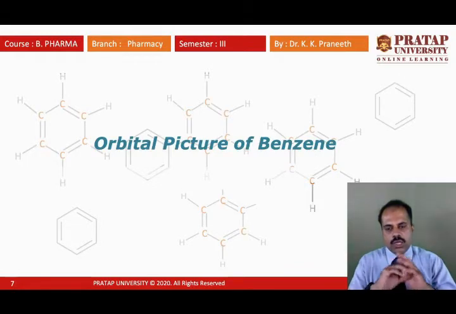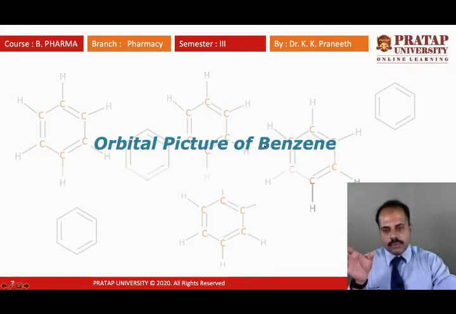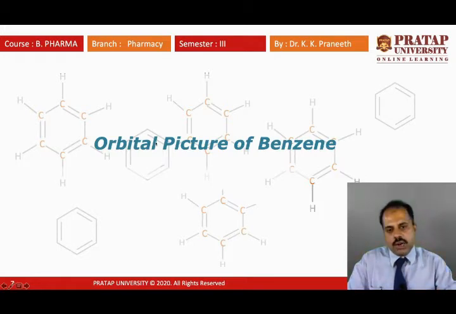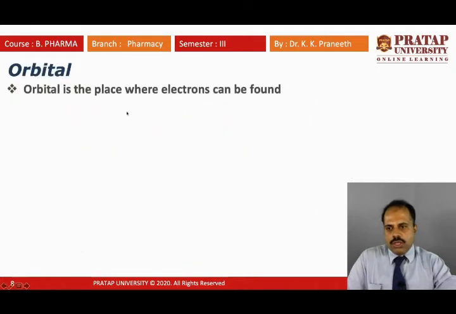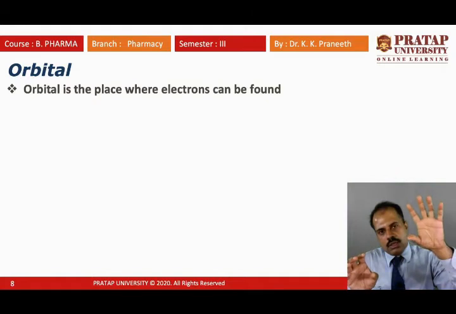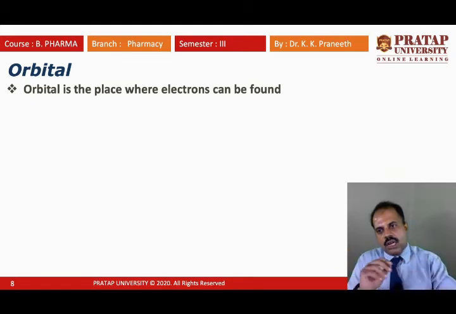benzene. Okay, so what is the orbital picture of benzene? We already know the structure of benzene, right? Now we should know the orbital structure, or orbital picture, of benzene. So first we should know what an orbital is. This is just a review. Students should be aware of what an orbital is. An orbital is a place where electrons can be found, right? Electrons are moving, but they are specified in a particular region in 3-dimensional space, which is called an orbital. So an orbital is a place where an electron can be located, right?